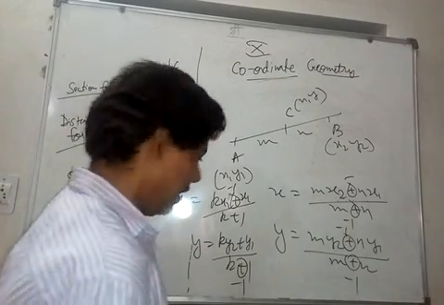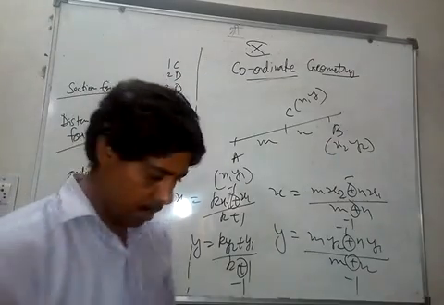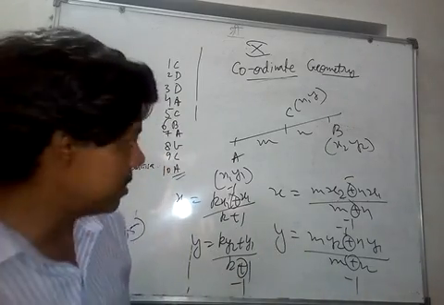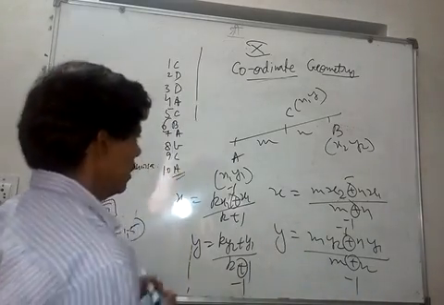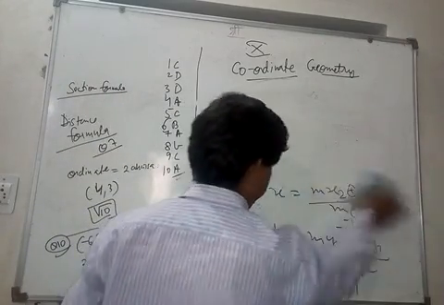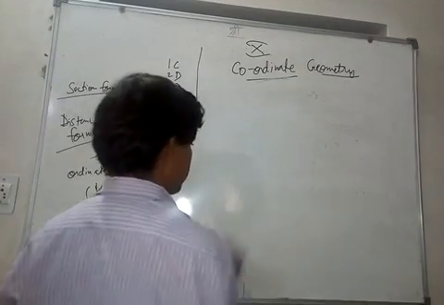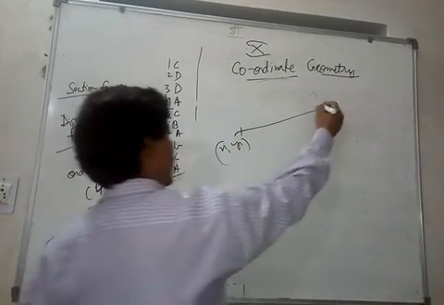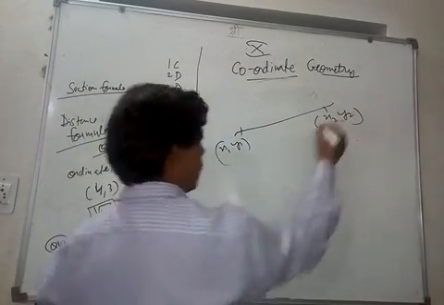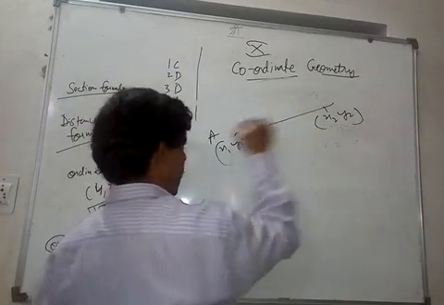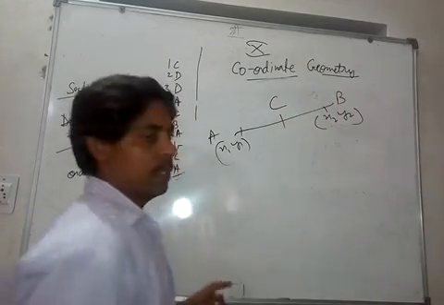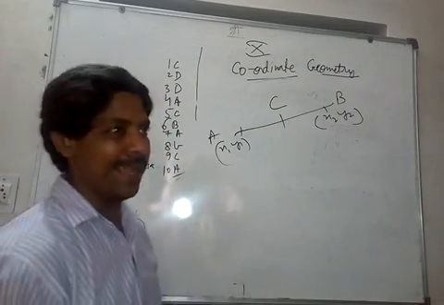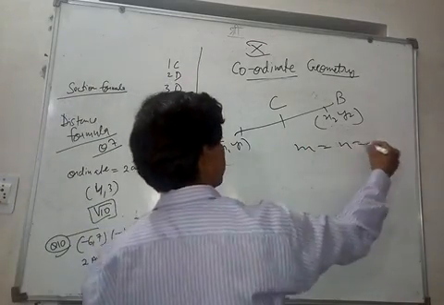Now let's solve some questions in the book. We can also derive one very important formula, which is known as the midpoint formula. Let us see what the midpoint formula is. Suppose again we have the points x1, y1 and x2, y2. Suppose this is A, this is B, and C is the midpoint. The ratio is 1:1. So if the ratio is 1:1, m and n are both equal to 1.